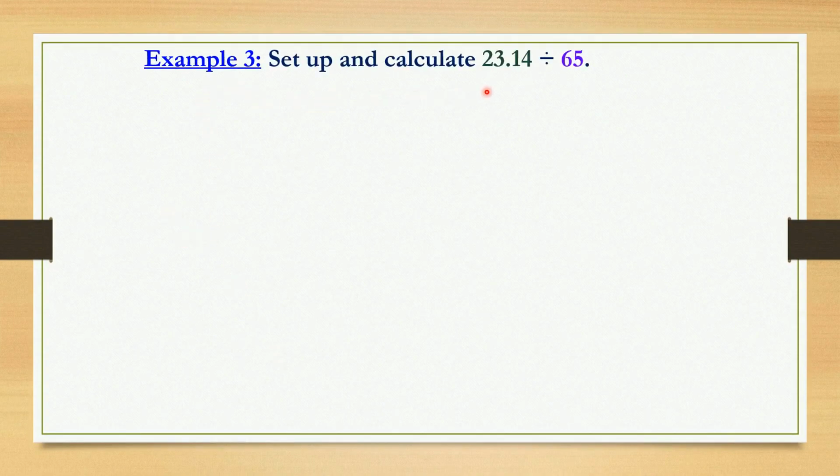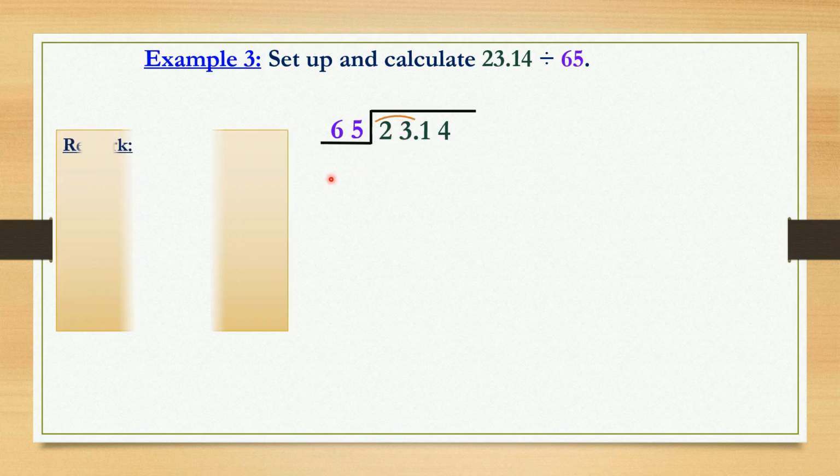Now let's continue with the final example, example 3. Set up and calculate 23.14 divided by 65. So 23.14 is the dividend. I place it to the right, and 65 to the left is the divisor. Here we notice that 23.14 is less than 65 because the whole part 23 is less than the divisor 65.